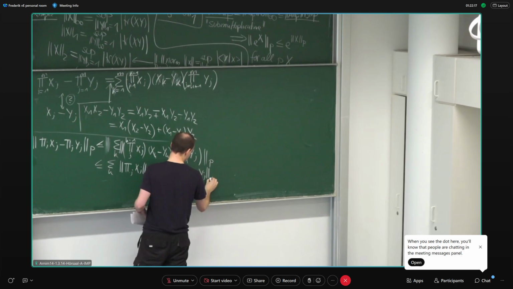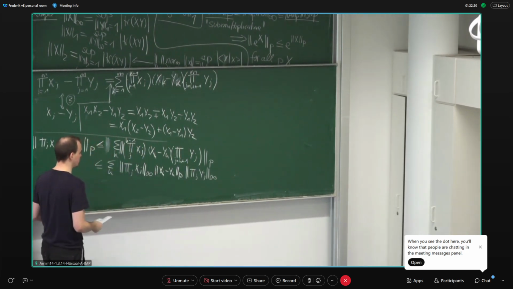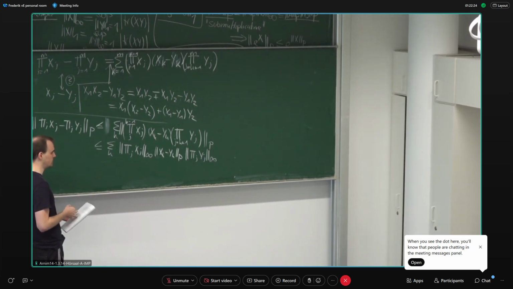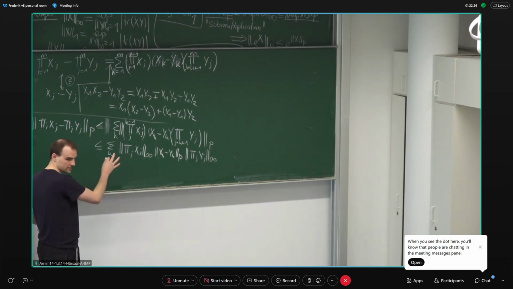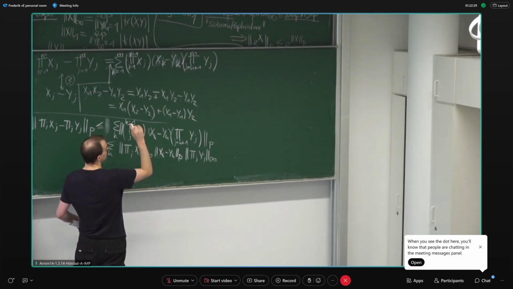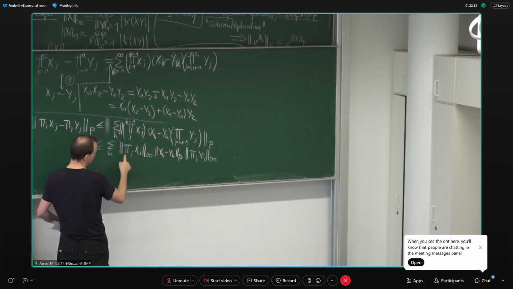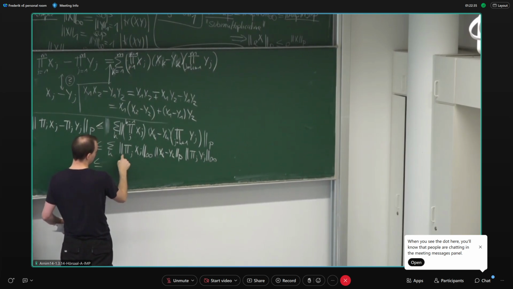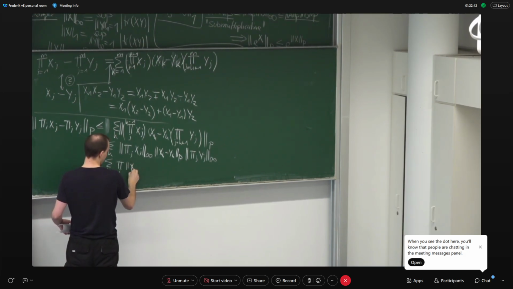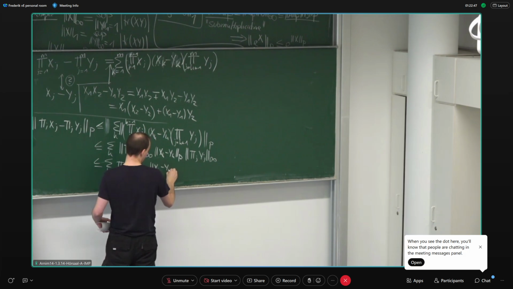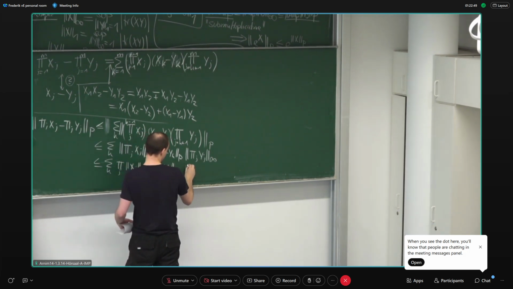And as you see, I'm now very sloppy with the indices because usually one introduces a global maximum of these terms. You'll see in a second. Now, the infinity norm, like every p norm, is submultiplicative, which means we can pull this norm down to the individual factors, and then the rest.